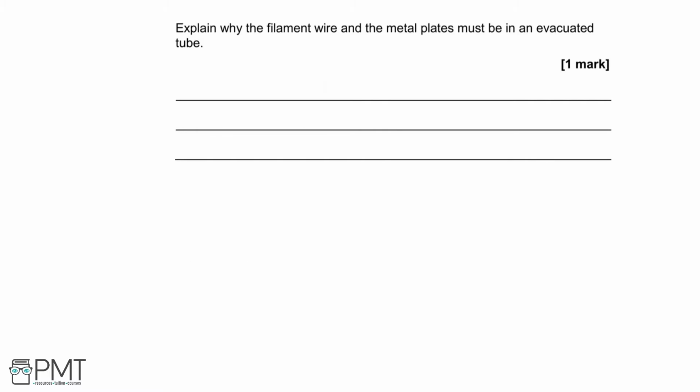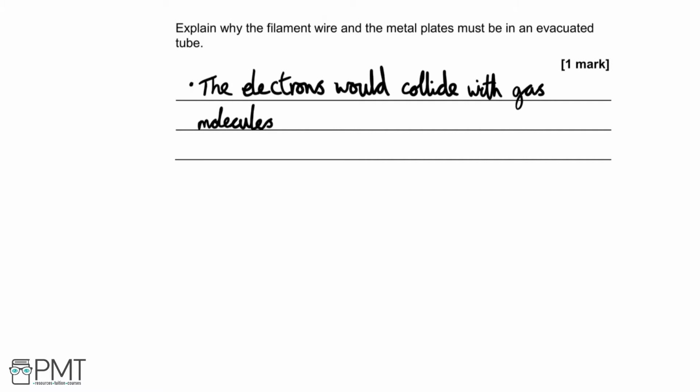Explain why the filament wire and the metal plates must be in an evacuated tube. By an evacuated tube, we mean a vacuum, which doesn't contain any gases that you might find in air. Those gases obviously consist of molecules. If electrons pass through those gases, then they're going to collide with the molecules and lose energy. And we don't want that, which is why we use a vacuum. So all you need to say for this question is that the electrons would collide with the gas molecules. So nice easy mark there.